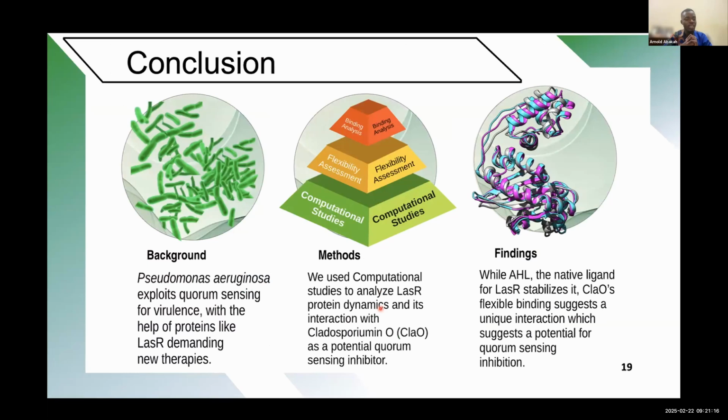So what we've done so far in our work is that we targeted the LasR protein of Pseudomonas aeruginosa, which is a critically important pathogen in the chronicity of wounds, in our case, with CF patients. And we use computational analysis to examine the binding and the flexibility assessment, or the mechanisms going on with the binding of CLA-O, which is our potential quorum sensing inhibitor drug, with the LasR protein, which is a very important protein in quorum sensing.